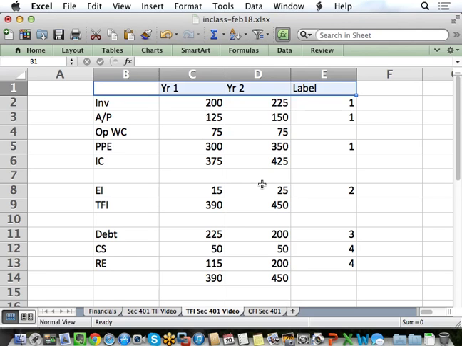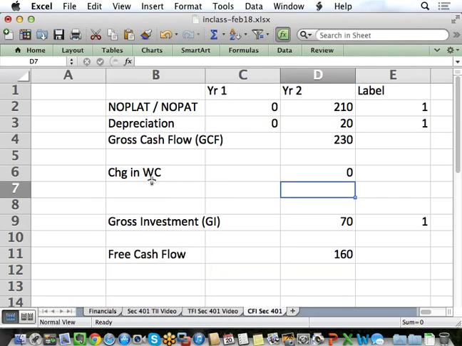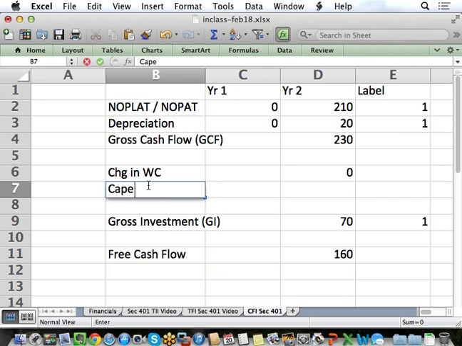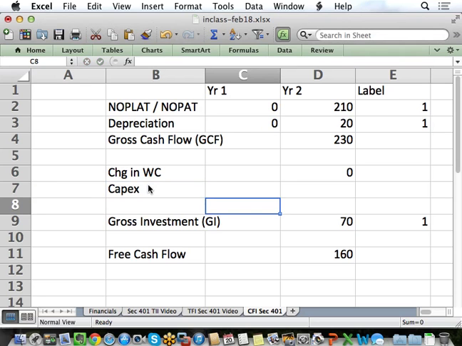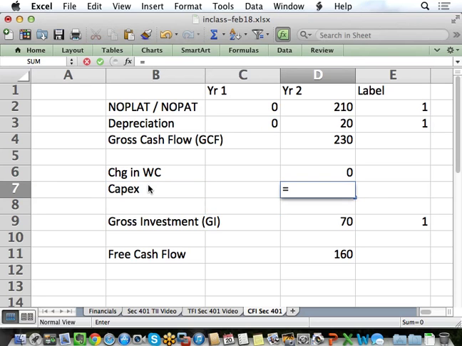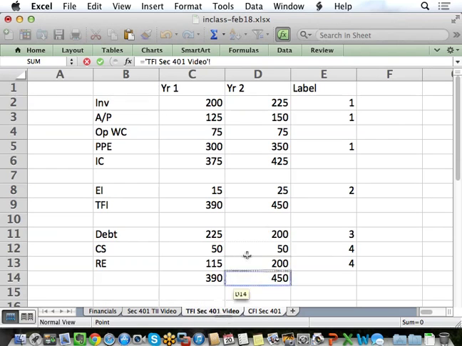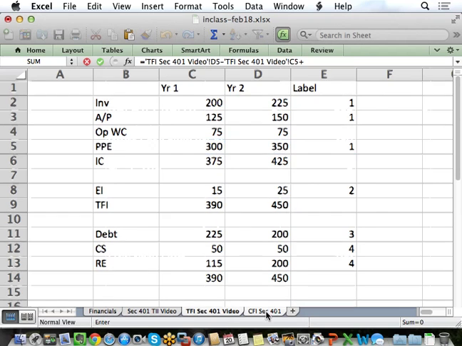Right. Next, I have my change in net PP&E. Well, for a company, change in net PP&E is called capital expenditures, or CapEx for short. So therefore, what is CapEx? Well, I can solve for it. CapEx is, if I go back to my TFI, the current year's net PP&E balance minus the previous year's net PP&E balance plus the current year's depreciation.